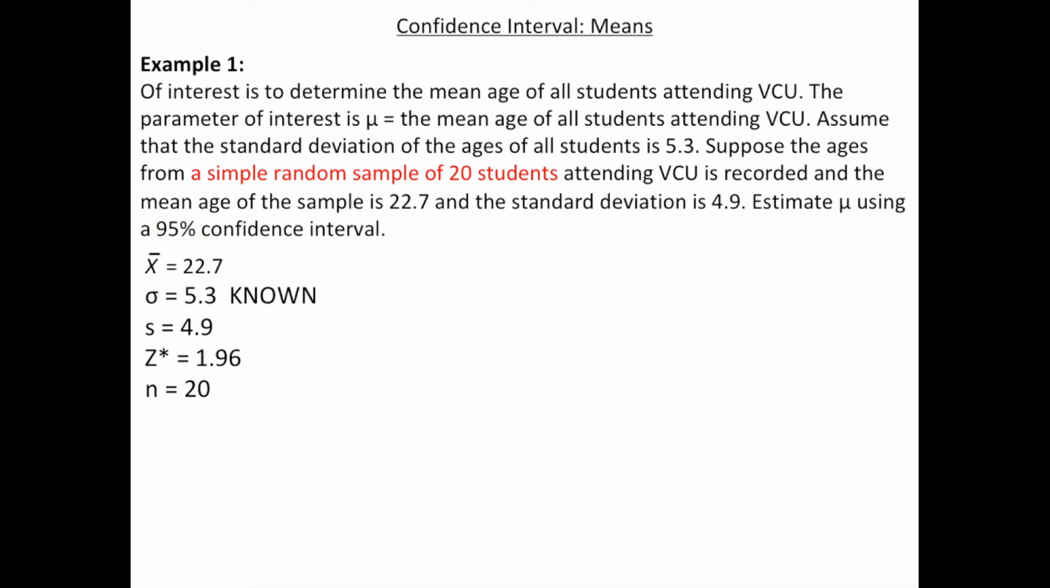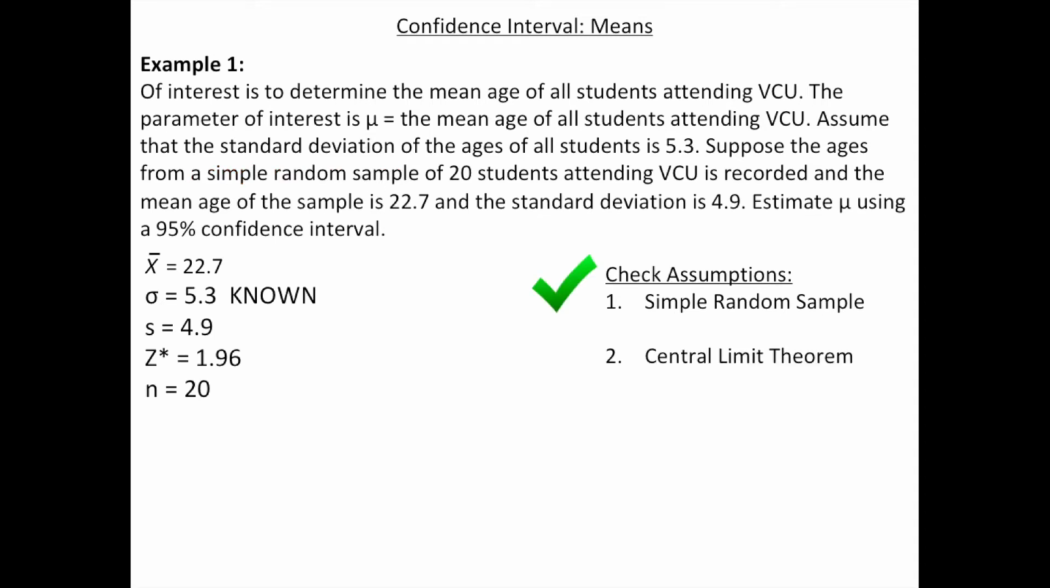So now we can move forward, and in our second step, we're going to check our assumptions. And so in this problem, we have a simple random sample which satisfies our first assumption. And then for our second assumption, which is the central limit theorem, this does not state if we have normally distributed data or heavily skewed data. So we're going to compare our sample size to 15. And since 20 is bigger than 15, we have another satisfied assumption. So now we can move forward with our actual formula.